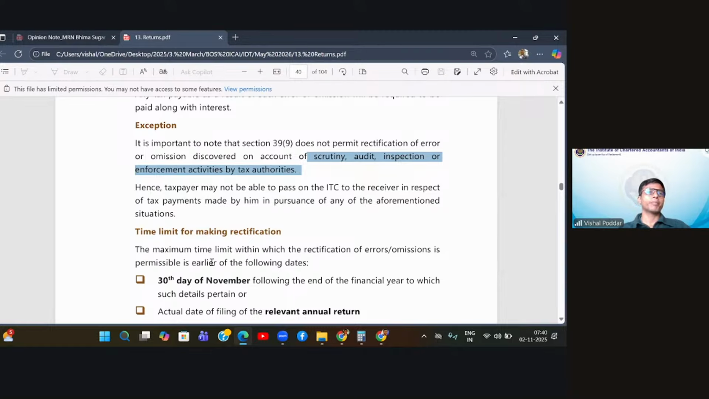So see, once you are caught and now to save your skin, you will say that, okay, I'll change this in the next month's 3B. That is not allowed.